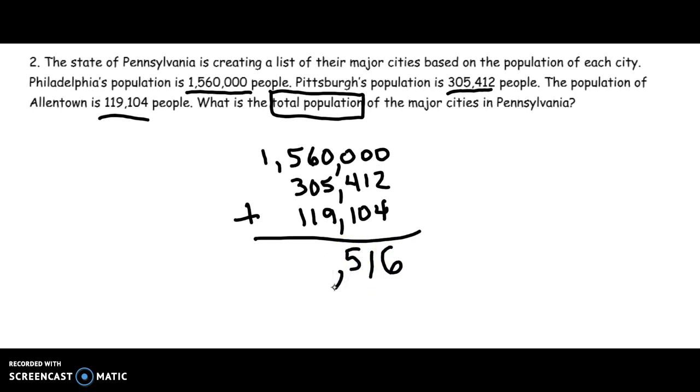Then we have a comma. For the thousands column, we get 14, so we need to regroup right above the 6. For the 10,000s column, we have 6 plus 1 plus 1, which is 8. For the hundred thousands column, we have 5 plus 3 plus 1, which is 9, and then another comma, and we have a 1. So the final answer is that the total population of the major cities in Pennsylvania is 1,984,516 people. Okay, on your paper, make sure that you've checked whether you got it correct the first time, and if you made a mistake, look at it, figure out what your mistake is, and write it down.